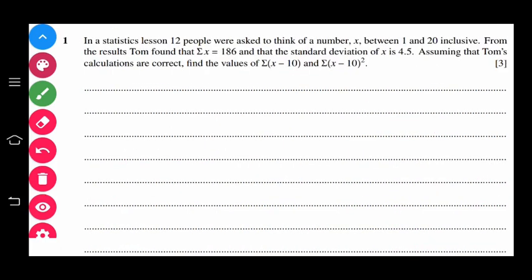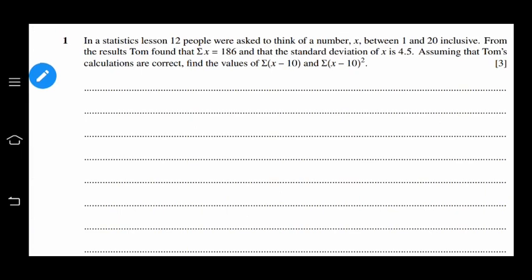Okay, look at this question. In a statistics lesson, 12 people were asked to think of a number x between 1 and 20 inclusive. From the results, Tom found that sigma x is equal to 186 and that the standard deviation of x is 4.5. Assuming that Tom's calculations are correct, find the values of sigma (x minus 10) and sigma (x minus 10) the whole square. So this is comparatively a simple question.